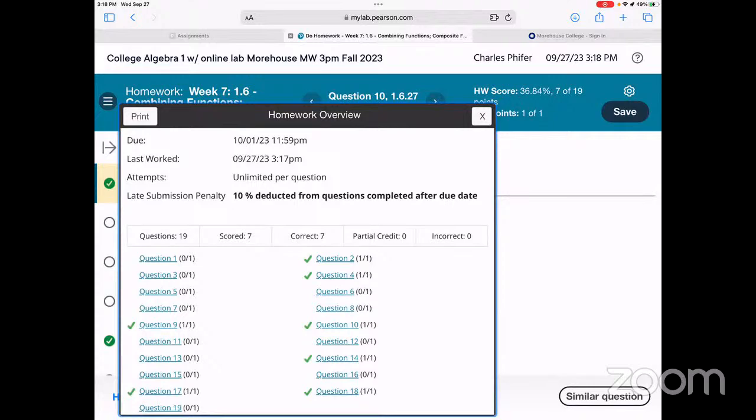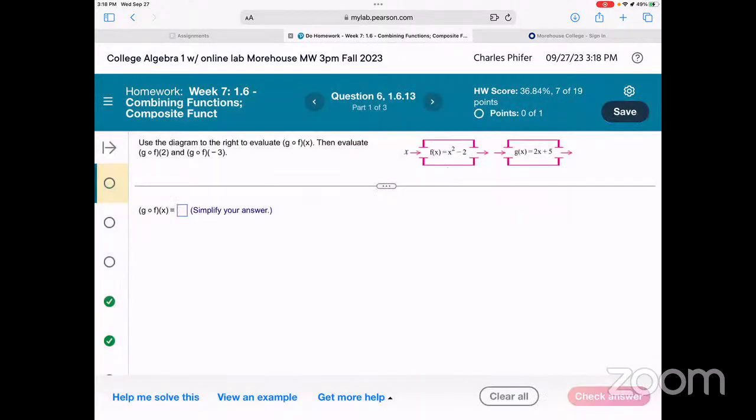6 is here. Okay. Use the diagram to the right to evaluate G compose F, then evaluate G compose F of 2 and G compose F of -3. Simplify your answer. G compose F, so F is inside of G.